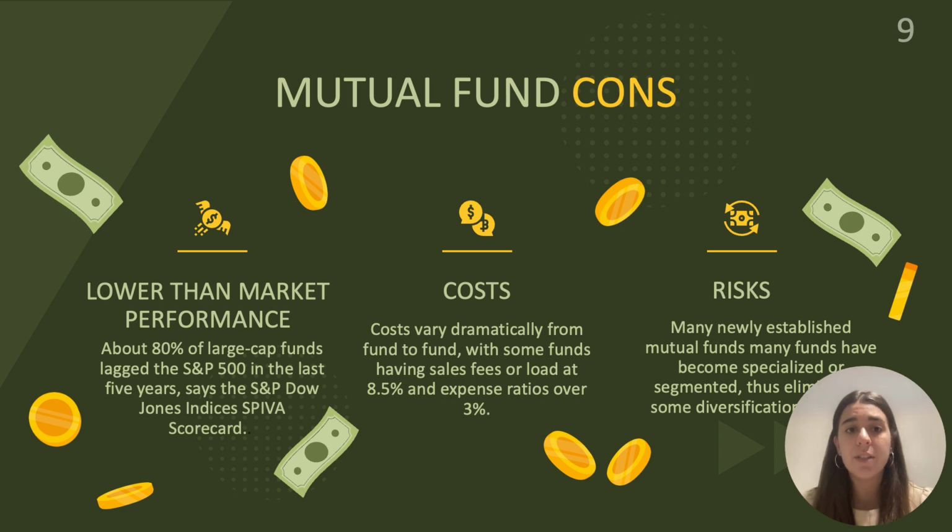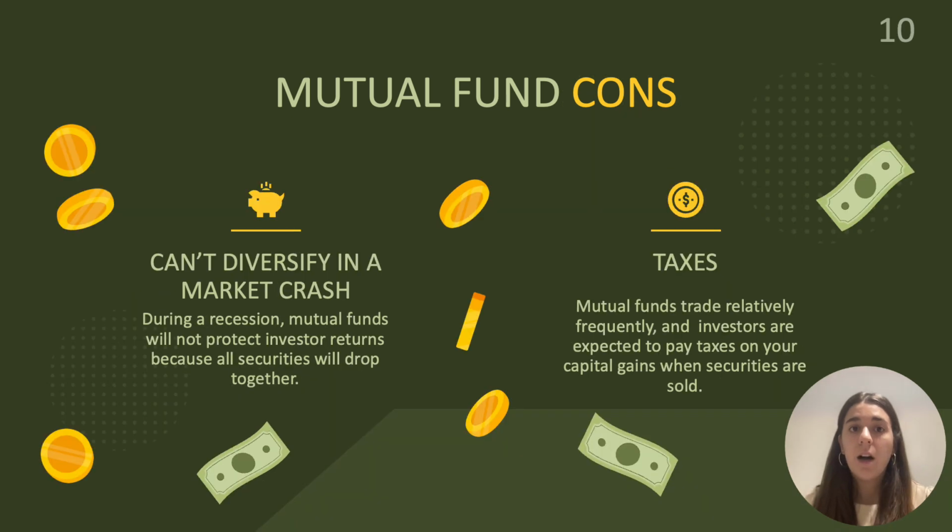Additionally, there are also some risks since many funds have become specialized or segmented in terms of sector and geography exposures, so their returns can have some unsystematic risk. Another disadvantage of mutual funds is that you can't diversify them in a market crash, as all equities will drop together. Lastly, one key disadvantage would be taxes. Mutual funds trade relatively frequently, and when they sell a security, you have to pay capital gains taxes that cannot be deferred.